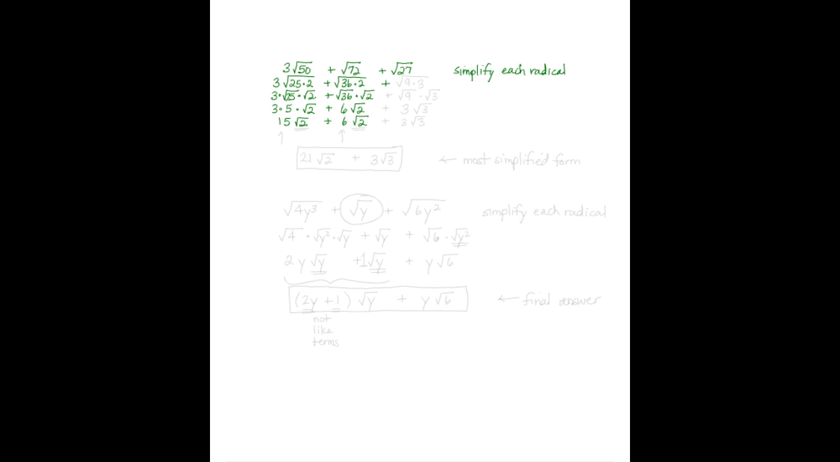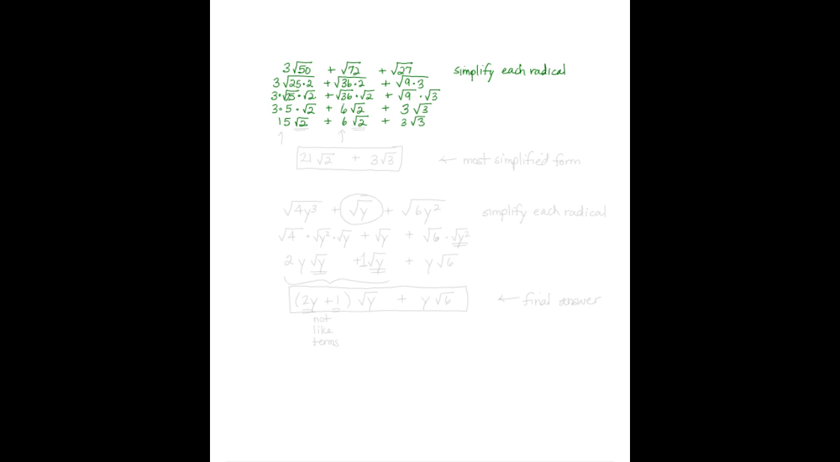Now, taking the square root of 27 and simplifying it, we can rewrite 27 as 9 times 3, which gives us the square root of 9 times the square root of 3. The square root of 9 is 3, and the square root of 3 is already its most simplified form. So square root of 27 simplifies to 3 times the square root of 3.